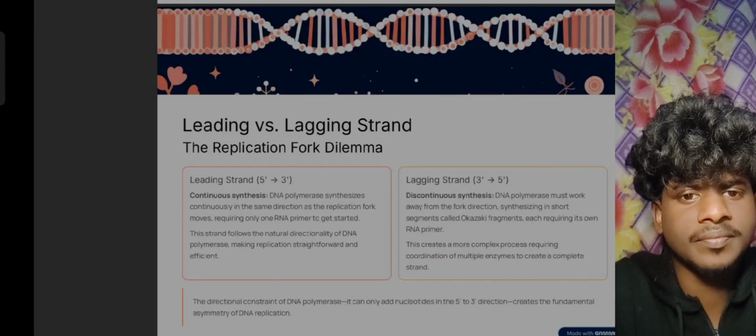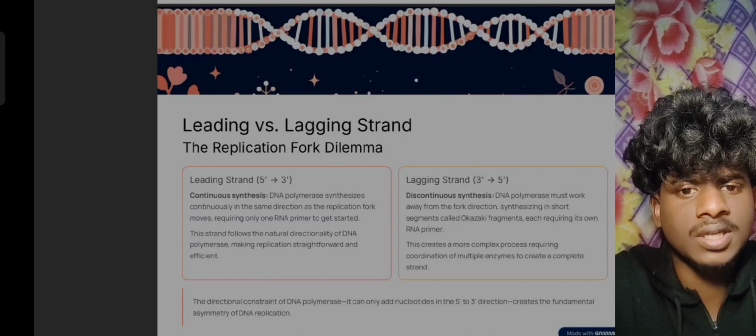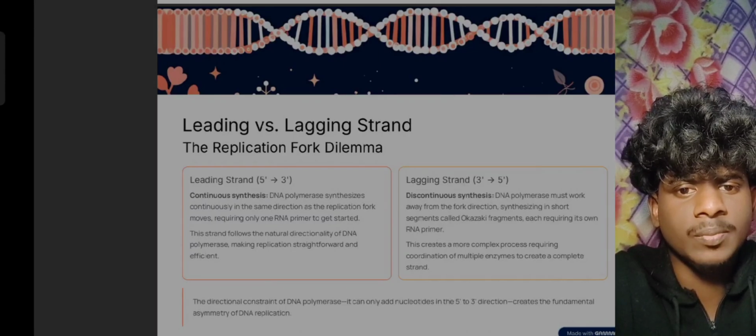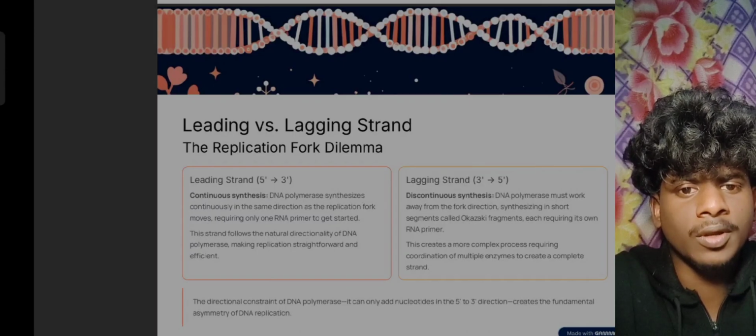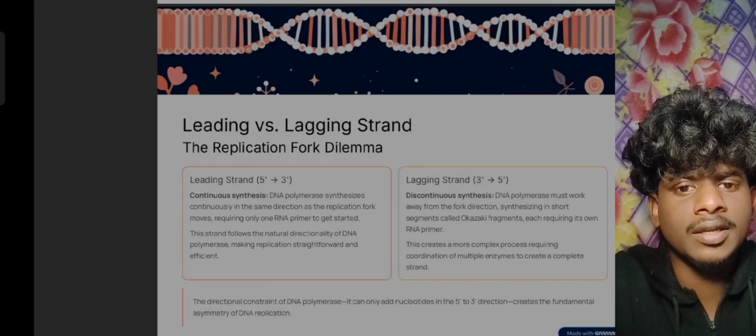Leading strand: continuous synthesis. DNA polymerase synthesizes continuously in the same direction as the replication fork is moving. This follows the natural direction of DNA polymerase, making replication straightforward and efficient.